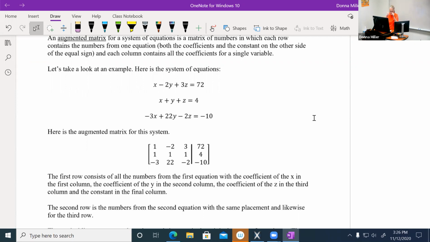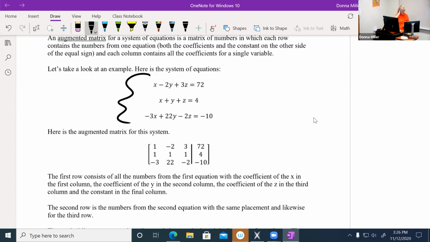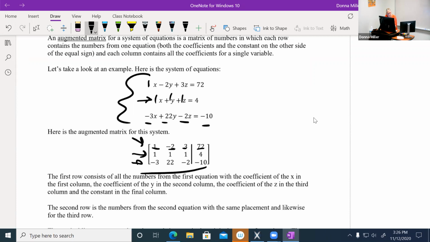All right. So what I have here is a system of equations: X, Y, and Z and the answers. An augmented matrix contains not just the coefficients of the equations, but the answers. If you look at this, for every coefficient, she puts a number in the matrix. So 1, -2, 3. See how she puts them in there? And then she puts the answer in there: 72. The second one, they're all ones, 1, 1, 1, and 4. And the third row, -3, 22, -2, and -10. So that's how we set up a matrix.